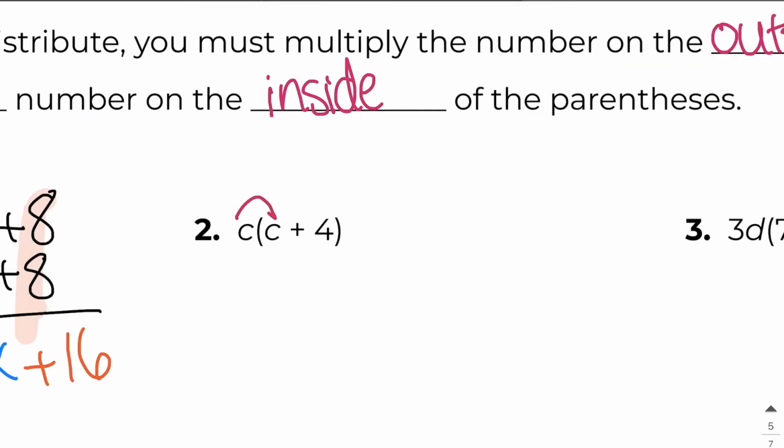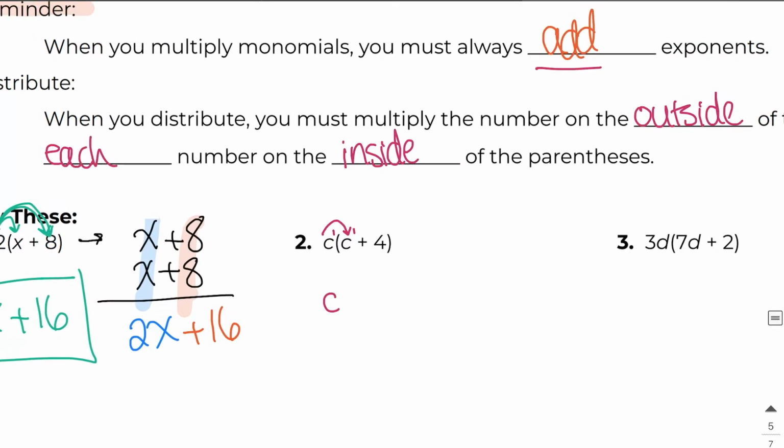Okay, but for number 2, when I distribute the c through here, a very common mistake is we'll see that it is c. The reason why is because they just see c's here and they'll just write c down. But this is c to the power of 1 times c to the power of 1, and when we multiply, we have to add our exponents. So this would be c to the power of 2. Then we do c times 4, so we get 4c. So this right here is my answer.